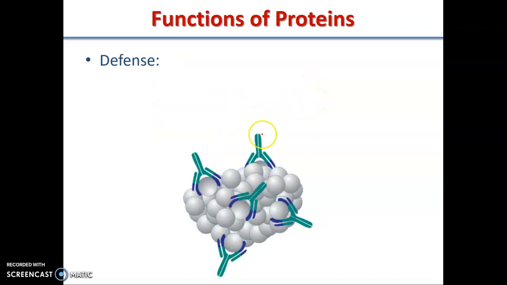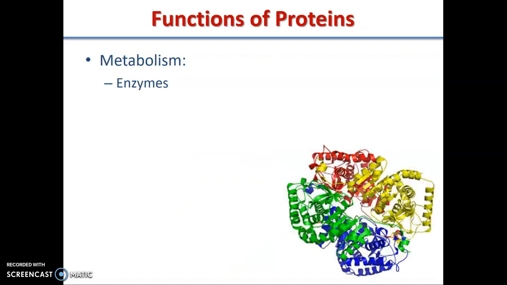Then we have defense molecules. When you think about the immune system and antibodies, this is the typical shape of those immunoglobulins, and they're proteins, okay? They're going to help us identify something that doesn't belong and fight against it to protect your body. We have metabolism. A lot of the enzymes' job is to go in and break things down. They are proteins with catalytic functions.